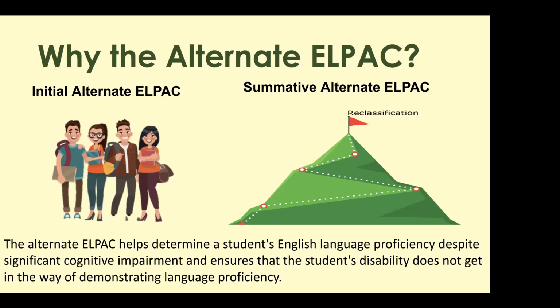Some of the benefits of this assessment include allowing your child to demonstrate their level of English proficiency by taking into account their cognitive disabilities, helping the school provide services and assistance geared towards the individual student's needs, and providing you, the parent, an annual report of your child's progress in English proficiency.